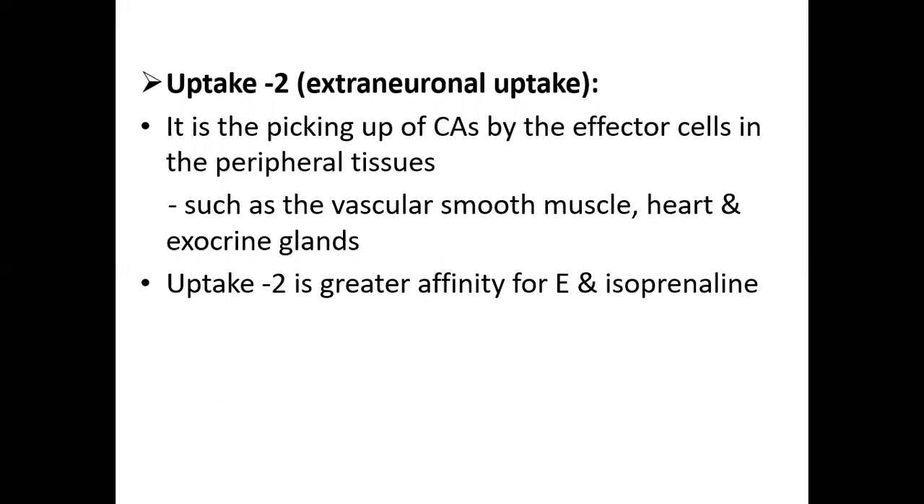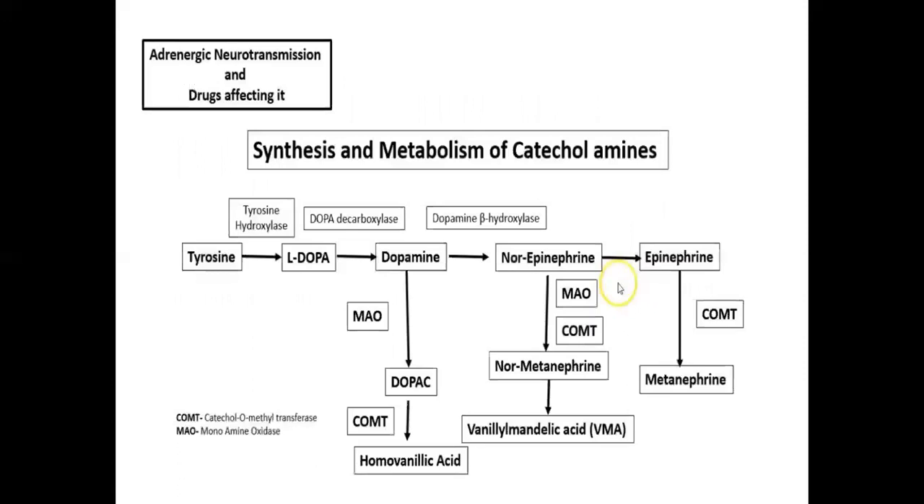Uptake 2 has greater affinity for epinephrine and isoprenaline, whereas uptake 1 has greater affinity for norepinephrine. Uptake 2 is nothing but picking up of catecholamines by the effector cells in the peripheral tissues. These are mainly taken up by vascular smooth muscles, heart, and exocrine glands. So uptake 2 has greater affinity for epinephrine as well as isoprenaline.